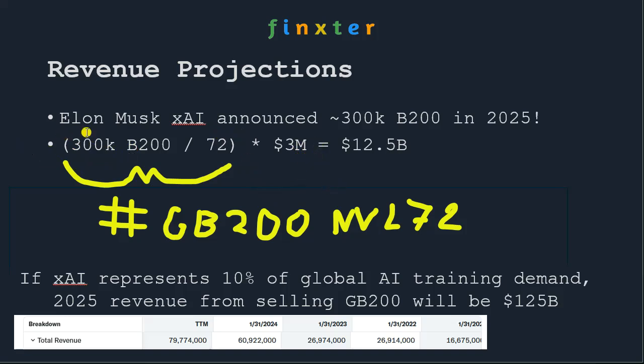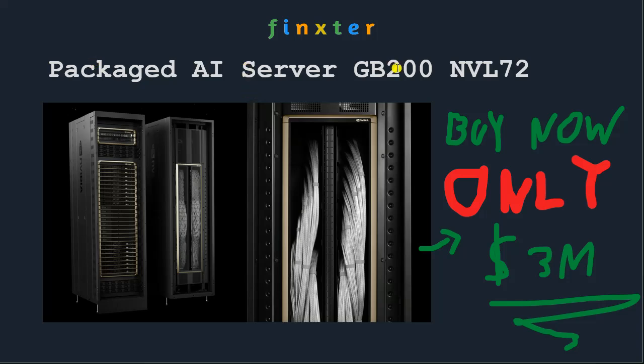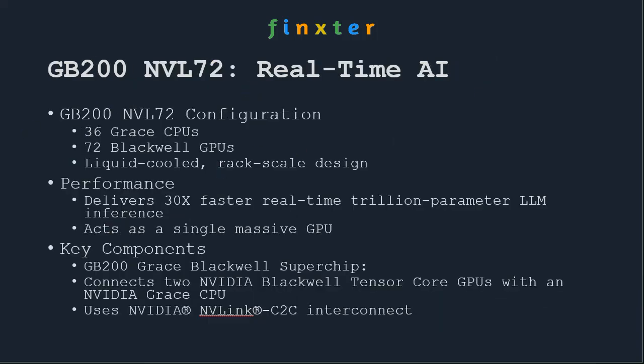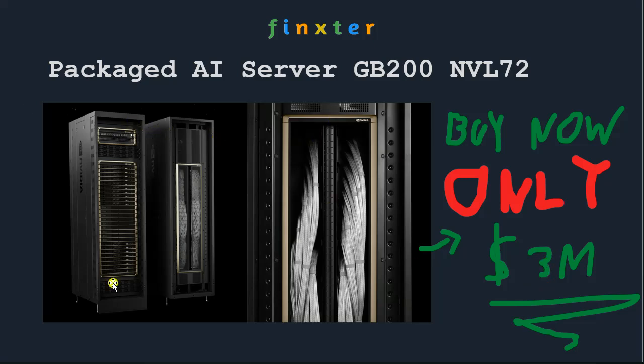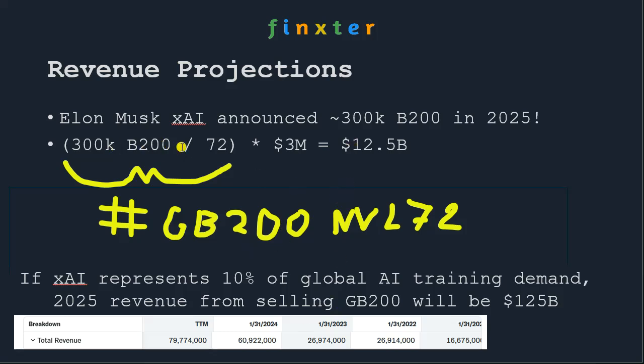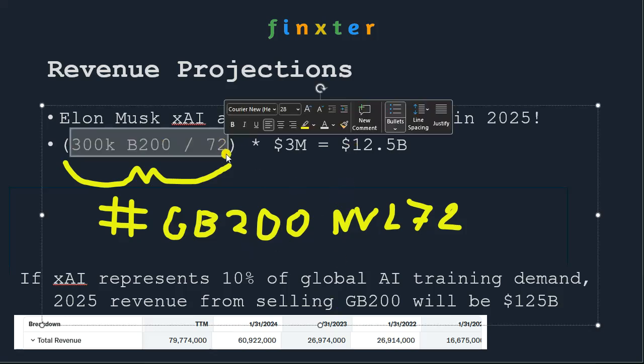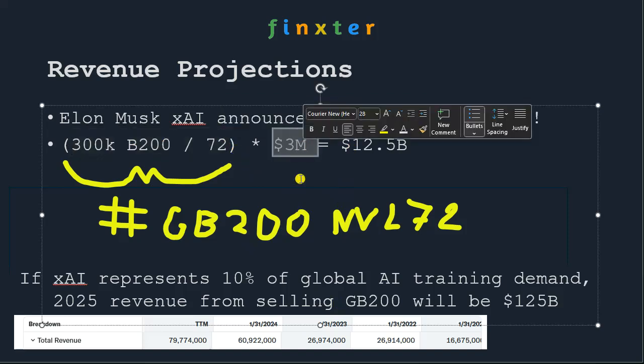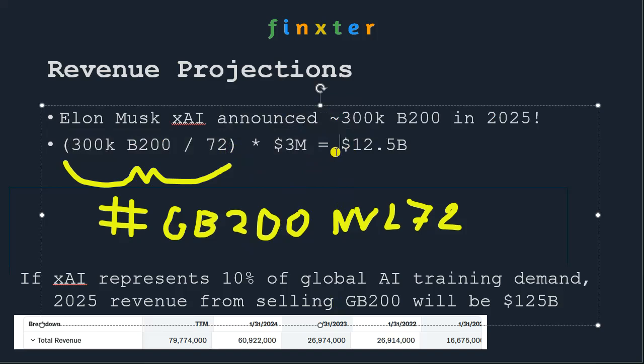So if he really purchases 300,000 B200s, so Blackwells, let's divide this by 72 to get the number of racks, because here we have calculated that the NVL72, consisting of 72 of those Blackwell chips, costs 3 million. We want to know how much revenue this would generate. Let's divide by 72 and multiply with 3 million. This is the sales we would generate from this one purchase that is already announced. It's 12.5 billion if I do the math correctly.